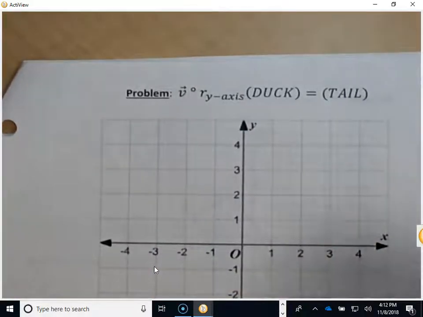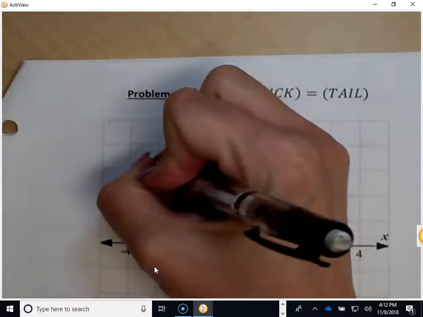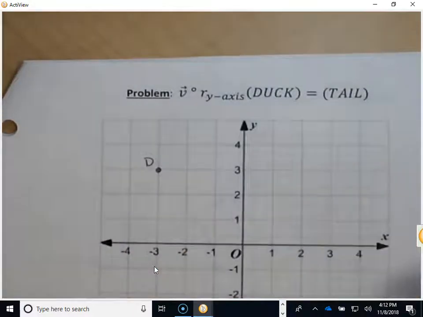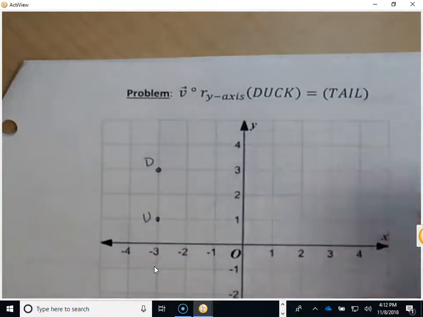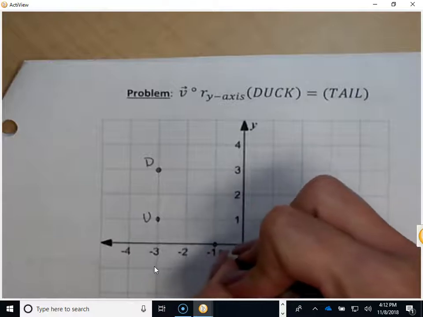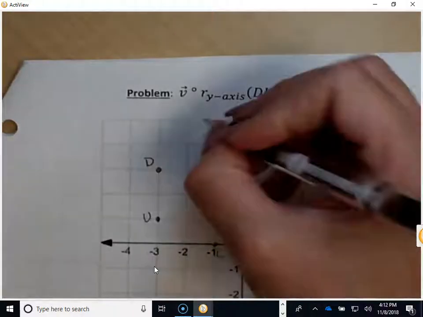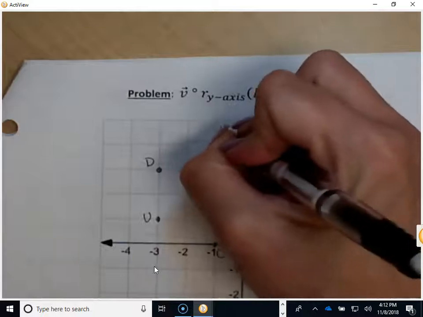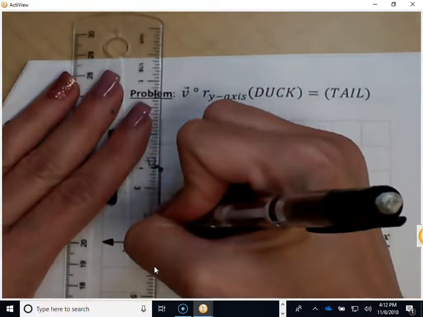So I'm going to have D at -3, +3. I will have U at -3, +1. I will have C at -1, 0. And I will have K at -1, 4. Connect those so that we have our pre-image.